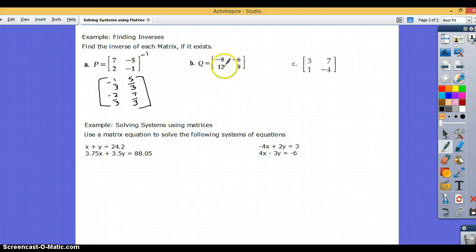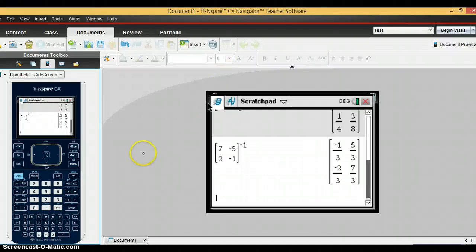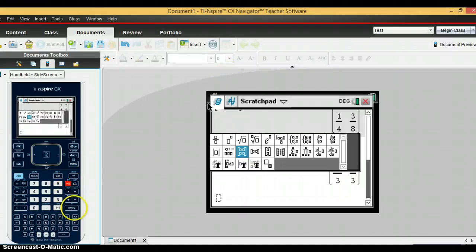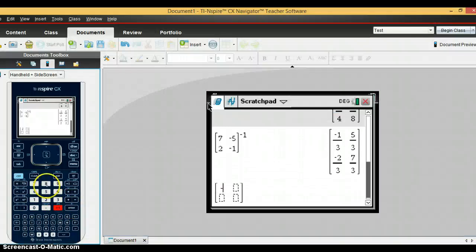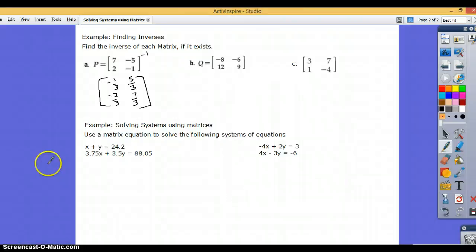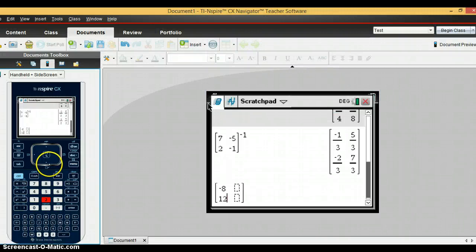Alright, so let's try the next one. So again, we have a 2 by 2. And this is negative 8. Below that is 12. Got negative 6. And below negative 6 is 9.